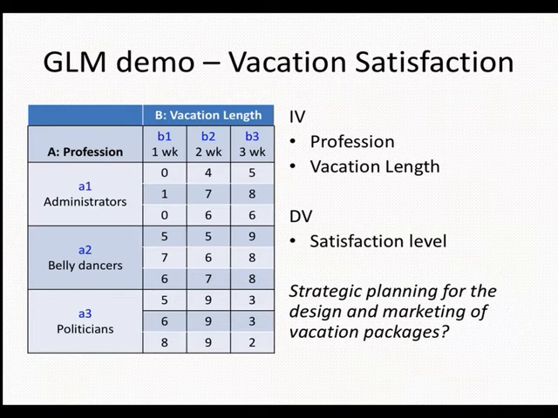We sampled 3 types of people, which we might think have different characteristics, to give a sense of the length of vacation that they would like. So I think this would be very relevant if you were a marketing person. You're planning to promote and design some of the vacation packages.